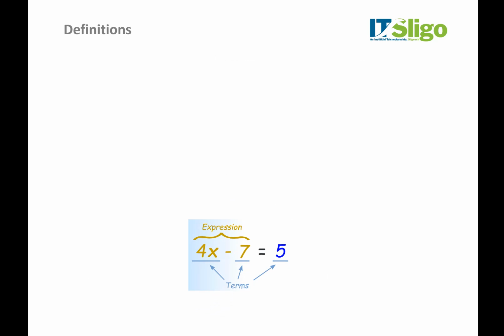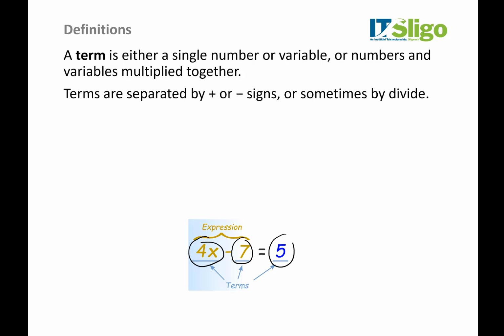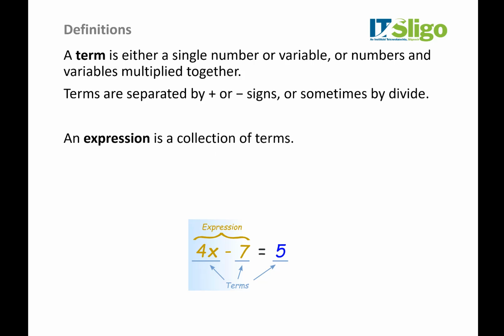Now, here, guys, we have an expression. An expression is made up of several terms. So each bit in an equation or an expression is a term. Terms are separated by pluses or minuses, equal signs, and often by divides. You could have, say, 3x over 2x plus 1. Now, we've one term on the top, and we've two terms on the bottom. So I'll be talking about the terms a good bit in this lecture. So an expression is a collection of terms.